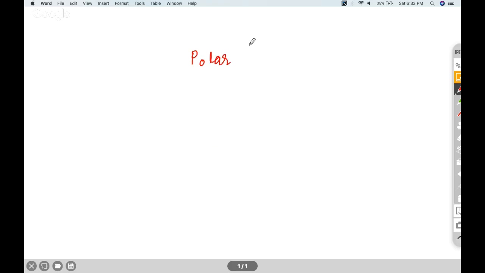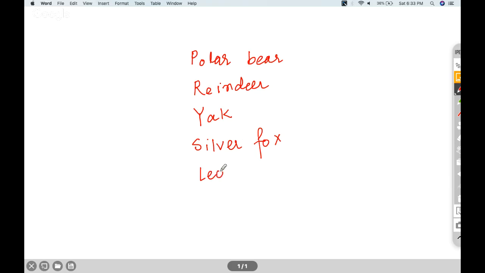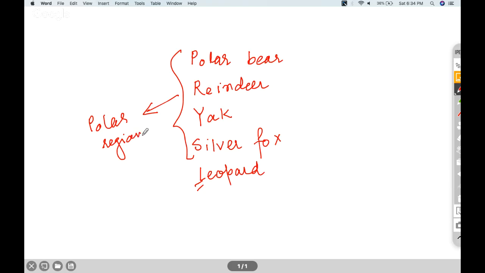Polar bear, reindeer, yak, silver fox, and leopard. So as you all are saying leopard, leopard is the right answer here because all these four are found in polar regions. So they are animals found in polar regions. So the answer over here is leopard.